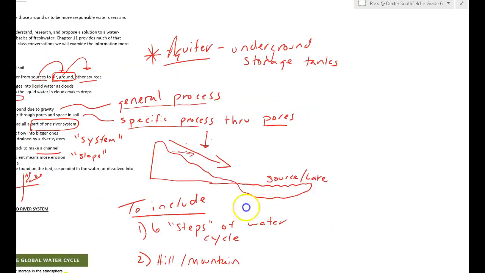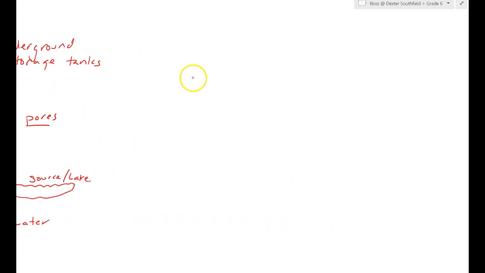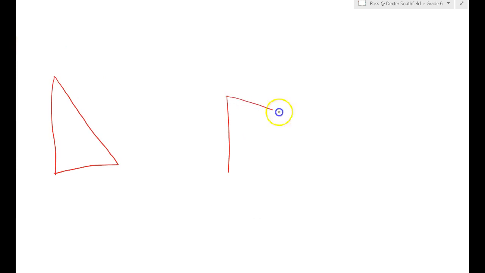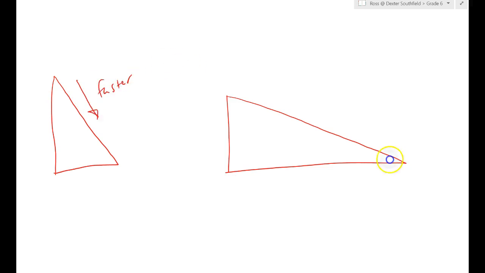So essentially, I'm just going to move this whole screen over here. We could have a really steep slope, right? Or we could have a pretty gradual slope, right? This one is obviously going to be faster. This one is going to be a little bit slower, right? If this is A and this is B, we know that this one will be slower. So that is essentially talking about the gradient.